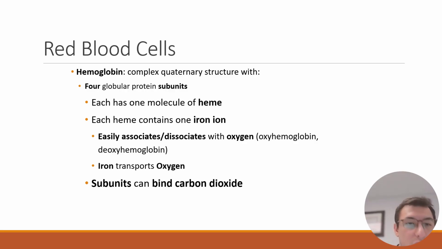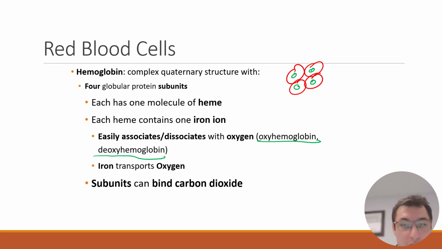So just to recap, hemoglobin is a complex quaternary structure made out of four globular protein subunits. Each one of those proteins has a heme group that carries iron, and it is to that iron that the oxygen binds, and that is how we describe oxyhemoglobin and deoxyhemoglobin. When it associates with oxygen, it is oxyhemoglobin, and when it is not, it is deoxyhemoglobin. The iron within the heme group is the one that, let's go ahead and zoom it in.